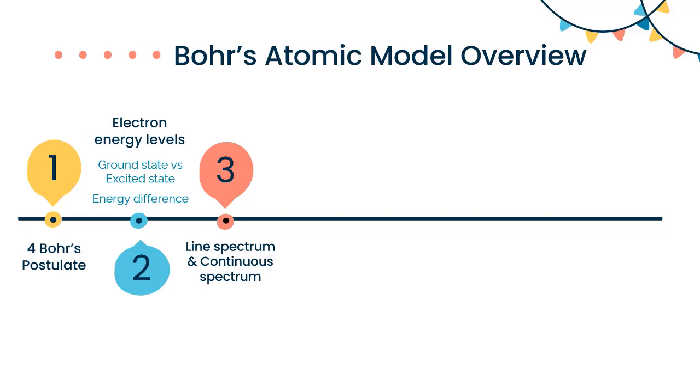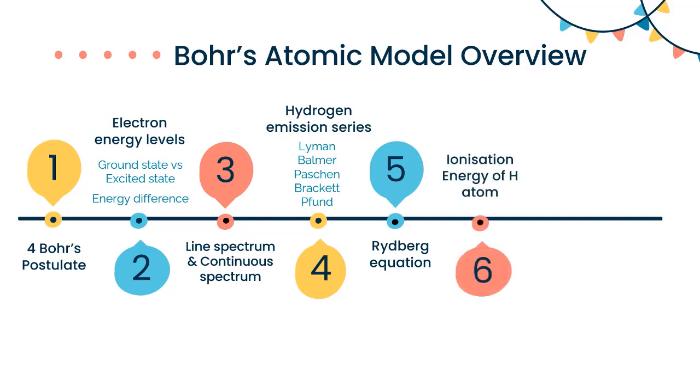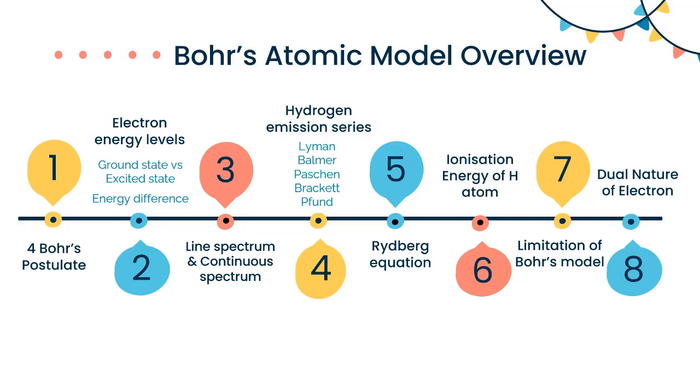Bohr's atomic model is made based on hydrogen atoms, so we will also be learning the 5 hydrogen emission series, Lyman, Balmer, Paschen, Brackett, and Pfund, using the knowledge on ground and excited state, and also the Rydberg equations. Energy level can be up to infinity, therefore, we need to consider the energy required for complete removal of electrons at infinite distance. And lastly, as this model managed to cater only for one electron atom, there are some limitations that arise due to the dual nature of the electrons.